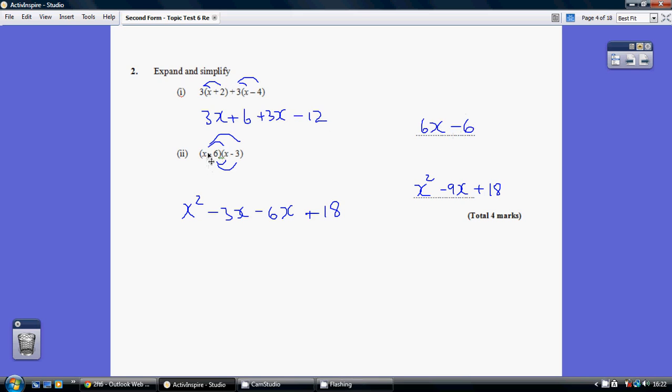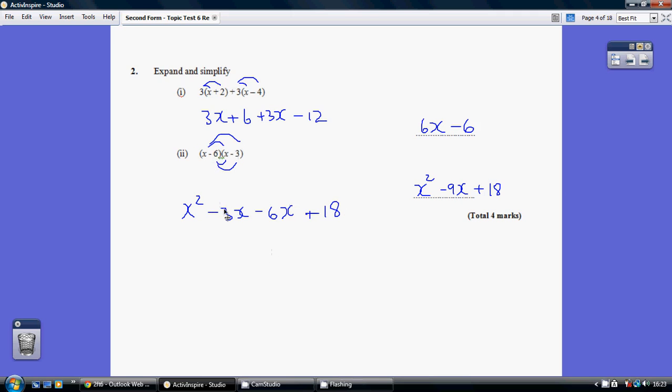Now part 2, multiplying out this bracket, x times x is x squared, x times minus 3 is minus 3x, minus 6 times x is minus 6x, and minus 6 times minus 3 is plus 18. Remember, a minus times a minus is a plus.